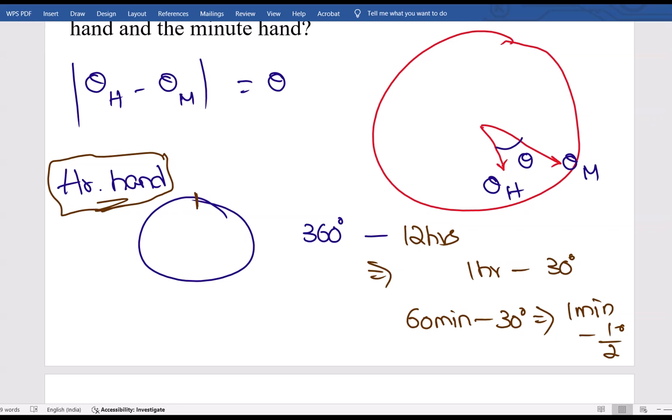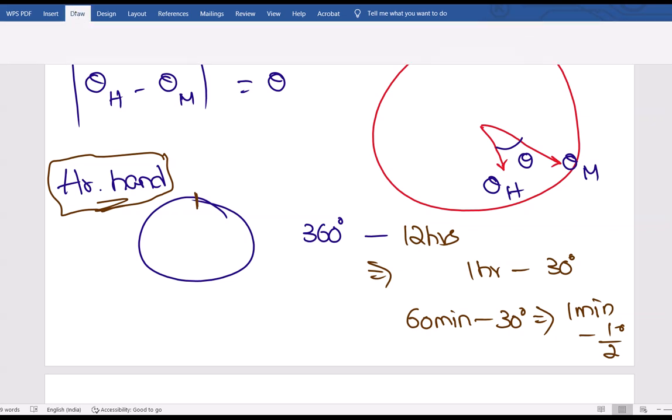Let us think about 5:30 instead of 5:20. Everyone focus on 5:30. At 5:30, the hour hand is exactly in the middle of 5 and 6. Every hour is 30 degrees, so 5 hours means 5 into 30, which is 150. For 30 minutes, half of 30 is 15. So at 5:30, the hour hand angle will be 165 degrees.